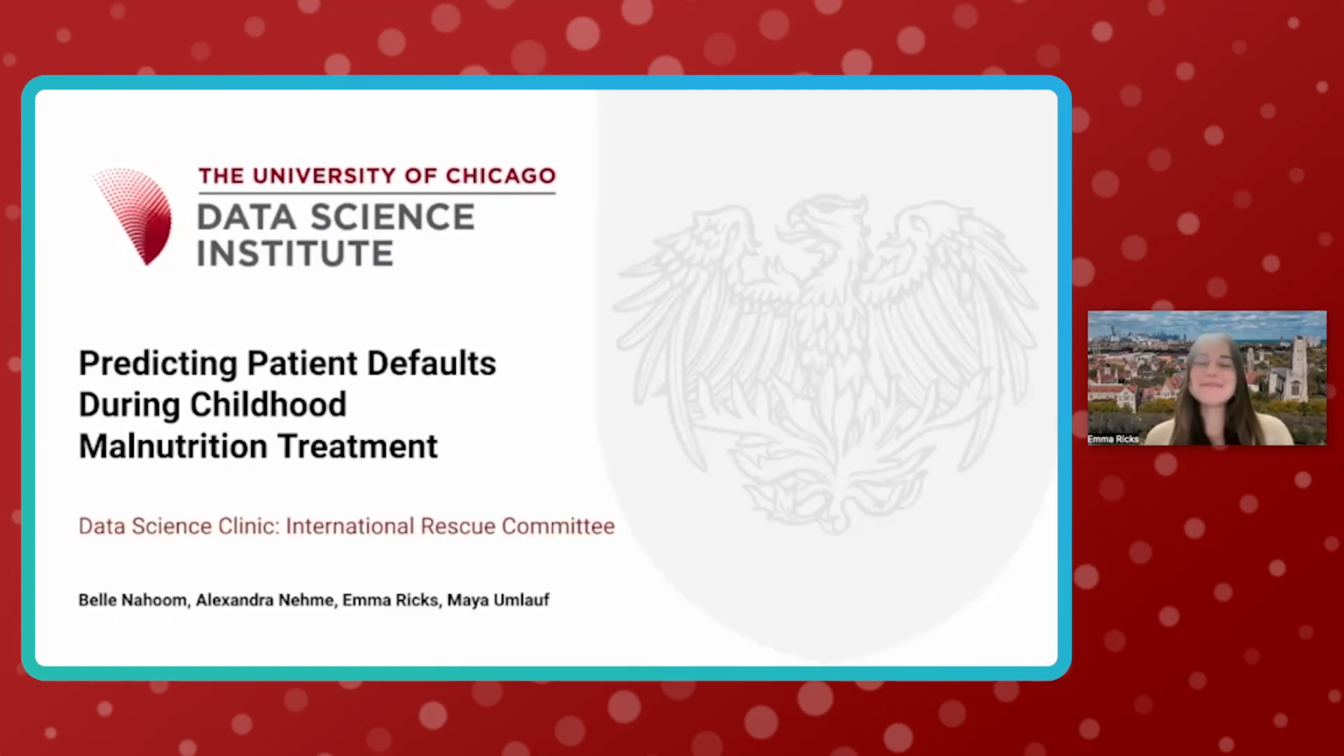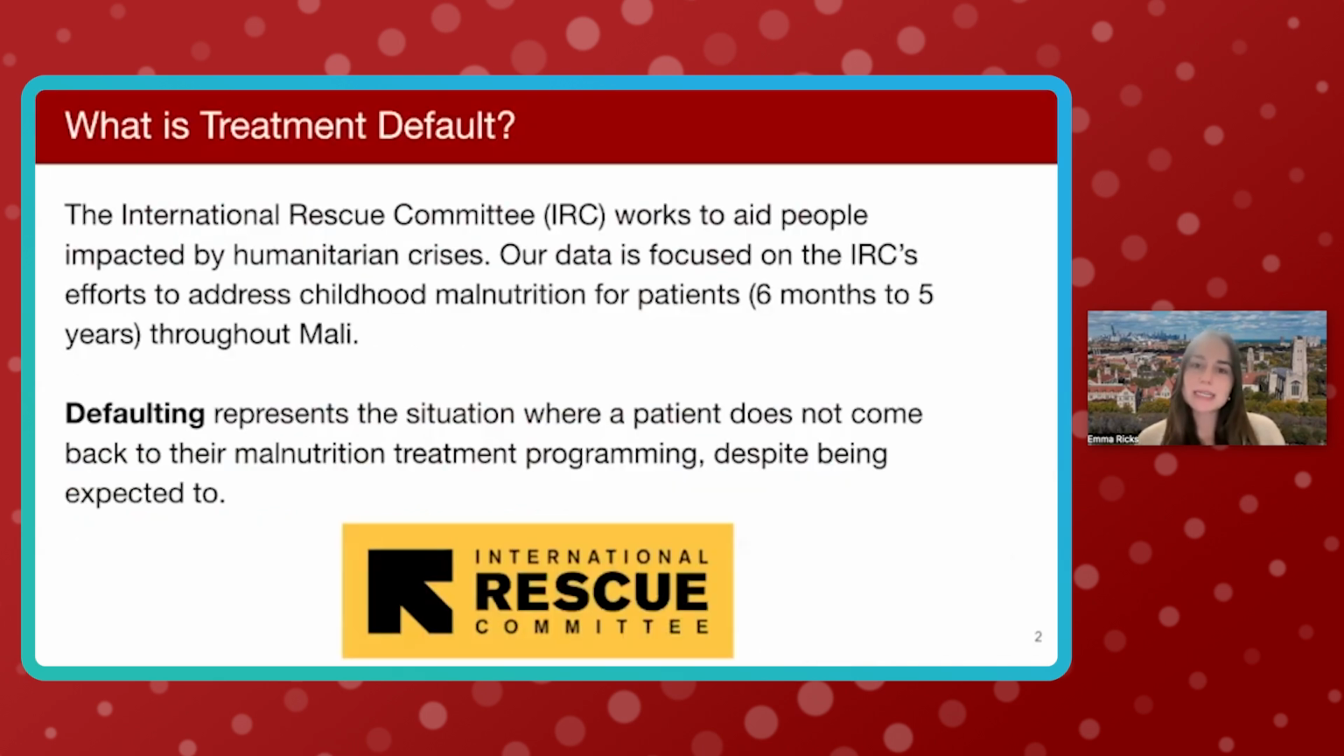Hi, I'm Emma, and I worked with Belle, Alexandra, and Maya on our data science clinic project with the International Rescue Committee. The IRC works to aid people impacted by humanitarian crises, and our project is working to decrease the default rate for patients in the IRC's Mali childhood malnutrition treatment programs.